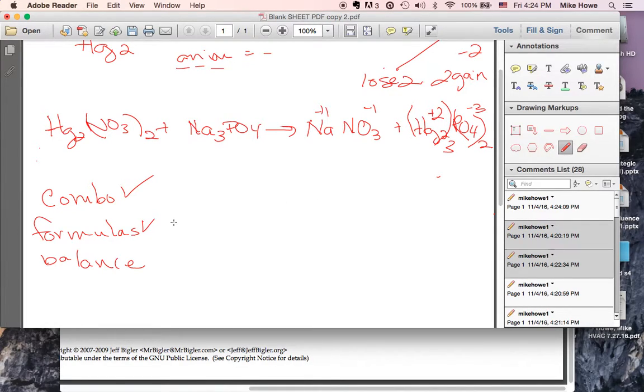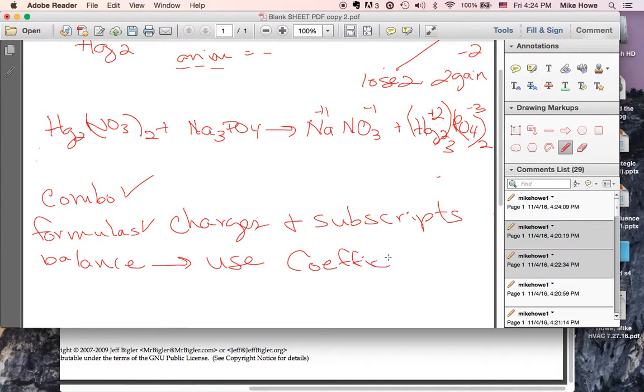Remember what I said to use on formulas? Charges, is that what I looked at first? And then subscripts. So you manage the number of atoms by using the subscript. Now we're ready to balance the equation. What do you use to balance it? Use coefficients. Where do they go? In the middle? No. They have to go in front of the formula. So they could go here, or here, or here, or here.